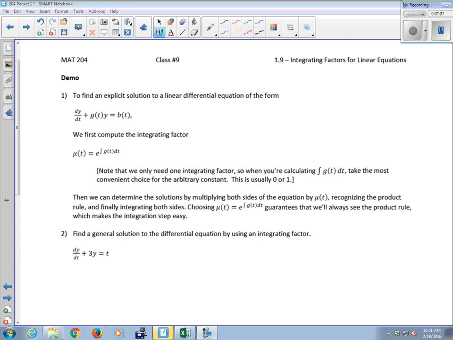All right, so the integrating factor is called mu of t. It's e to the integral of g of t dt. You only need one integrating factor, so when you're calculating the integral of g of t dt, take the most convenient choice for the arbitrary constant, the plus c at the end, or if it's an exponential, there's a c in front. So just pick the easiest one, 0 or 1, make it the simplest possible.